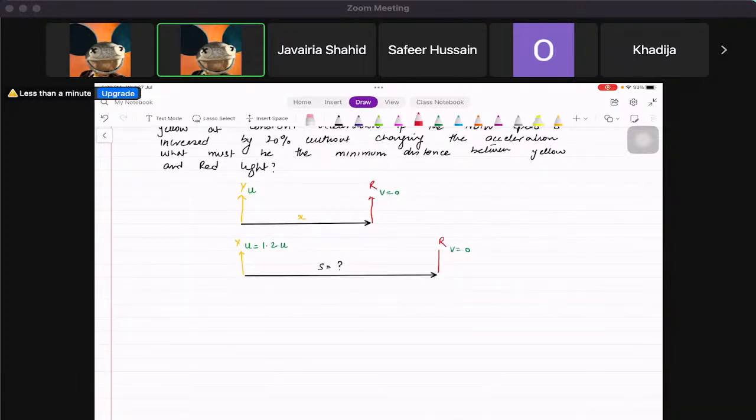For the first journey, I'm going to write S, U, V, A, and T. The displacement was x, the initial velocity was just u, the final velocity was 0, and acceleration was a. Because it is slowing down, I would write it as minus a, because it's in the opposite direction. Time is not given at all, so we don't really know the time.